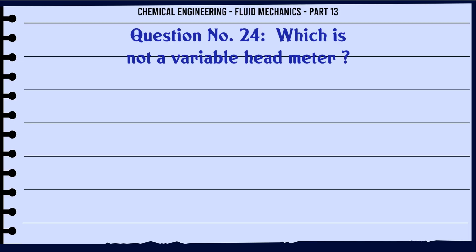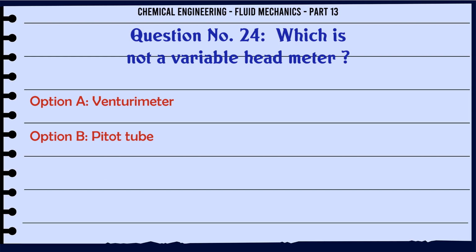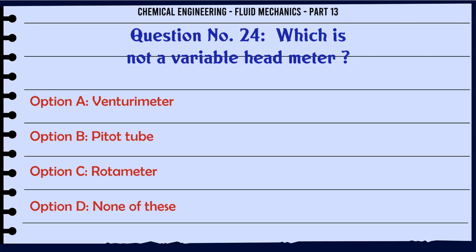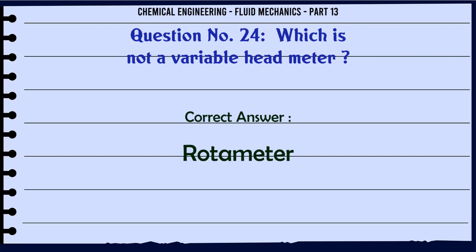Which is not a variable head meter? A. Venturimeter. B. Pitot tube. C. Rotameter. D. None of these. The correct answer is rotameter.